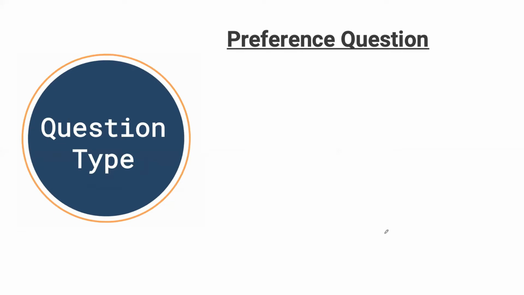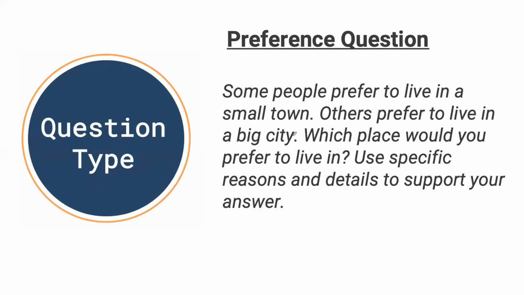Let's look at two different examples of prompts. The first one is right here, and it says, some people prefer to live in a small town. Others prefer to live in a big city. So you see here, these are two opposites. Then your question, which place would you prefer to live in? And of course, use specific reasons and details to support your answer. So it's very clear, you know that it's definitely going to be a preference question due to the word prefer, and the two options, the two different preferences.